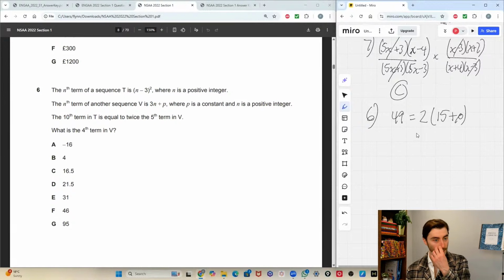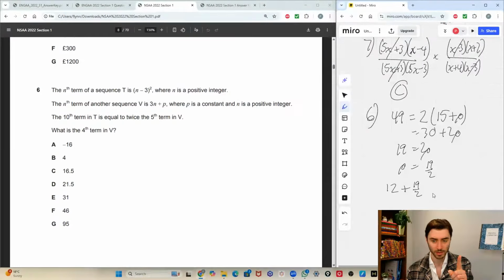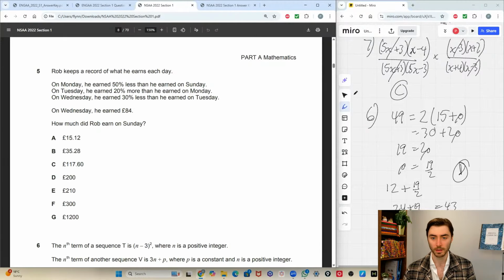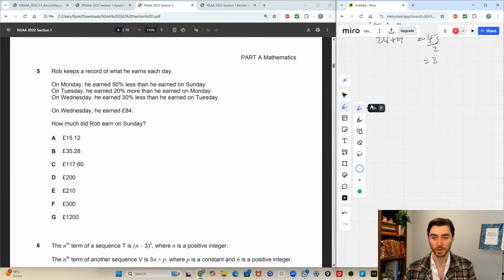Okay. So that's 30 plus 2p. So 19 is 2p, so p is 19 over 2. So the 4th term in v is going to be 12 plus 19 over 2, 24 plus 19, 43 over 2, which is 21.5, which is D. Might have been a faster way. But at least things are flowing a bit better now, so I'm feeling more confident.